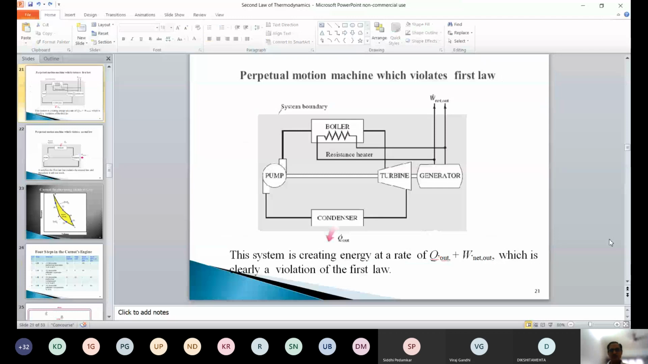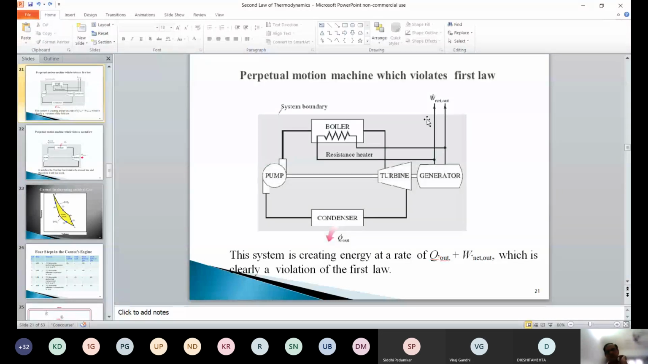Okay, so taking it forward, the perpetual motion machine which violates the first law. In this case, we have a boiler. There is a resistance heater, etc. Then there is a turbine, condenser, and pump. And there is a heat out from the condenser and work out from the generator. The turbine is connected to the generator.